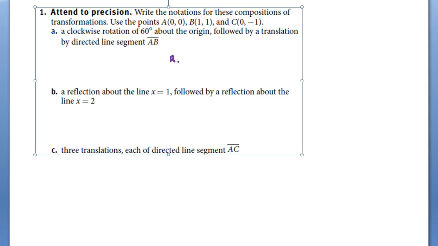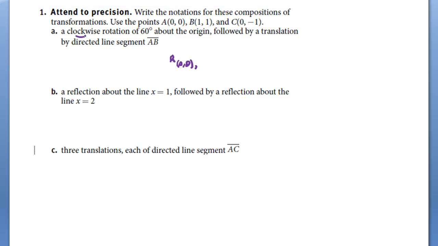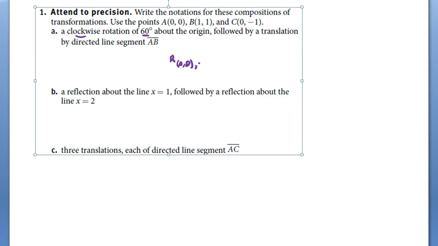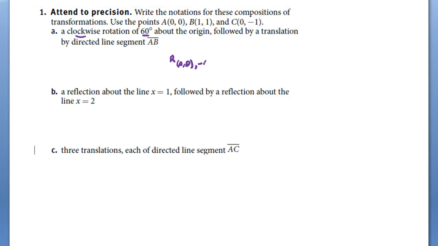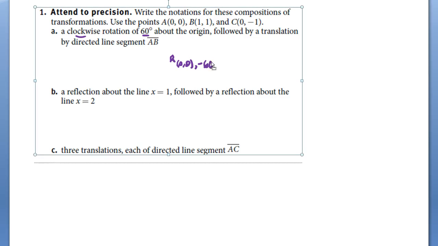So that's either point A because that's 0, 0, or we could say 0, 0, the origin, comma, and then we put its degrees of rotation. It says it's clockwise 60 degrees. That's a negative 60 degree angle. Again, we have to be careful about this. Clockwise rotations are represented with negative angles in algebra class. Counterclockwise rotations are represented by positive angles.